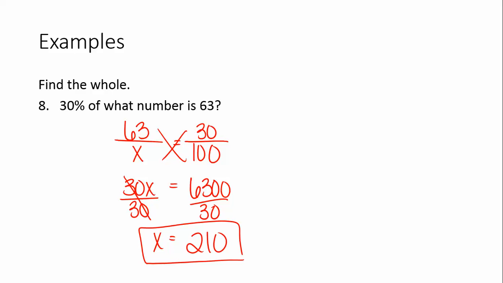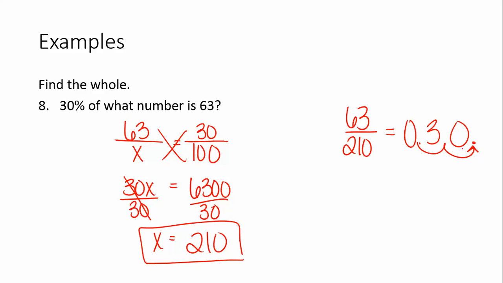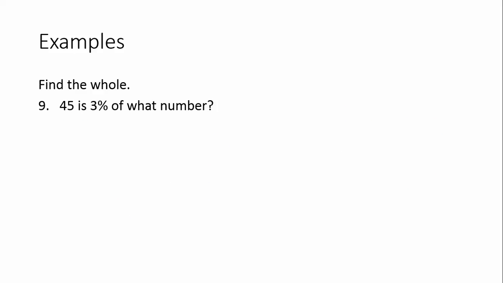You can check your answer. Remember, this is the whole. So if you took 63 out of 210 and you did that in a calculator, you get 0.3 as a decimal. But remember, how do we change decimals to percents? We move the decimal place over 2 spots, and we add the percentage symbol. So that would be 30%, which is exactly what the original problem said.